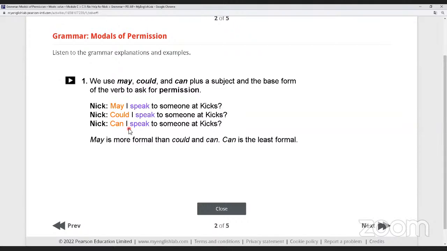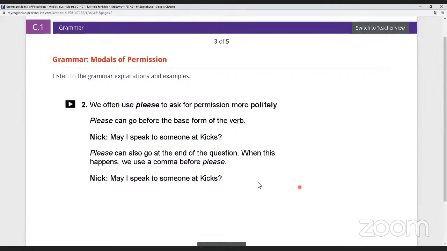Something that you have to look for is the structure. If it's a yes/no question, we go directly to the structure, and it is the modal, the subject, and the verb in its base form. The same happens with all the modals. There is no difference at all. All of them follow the same structure, so then you can conjugate it as it is. So let's continue with point number 2.